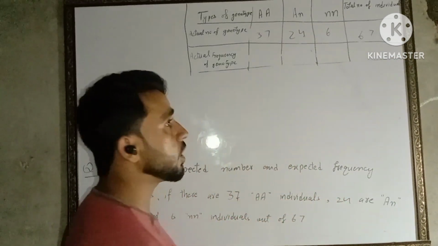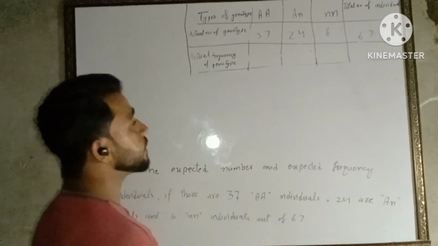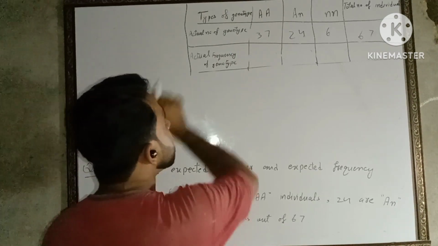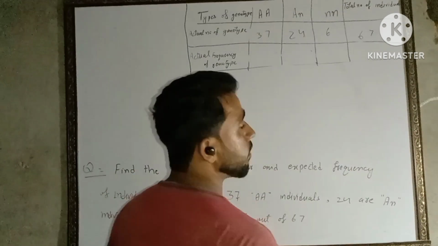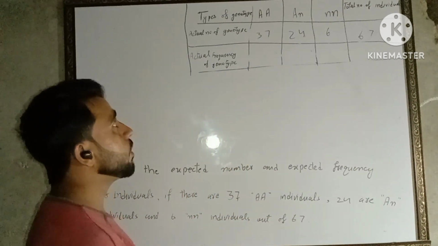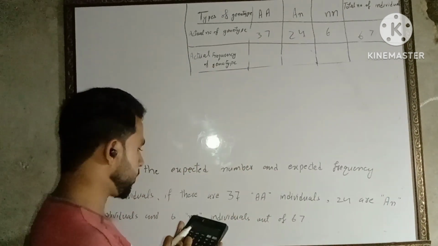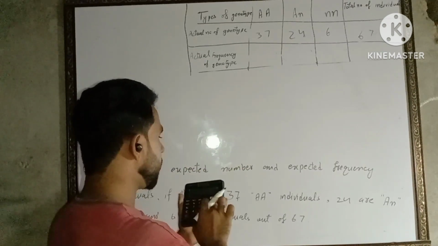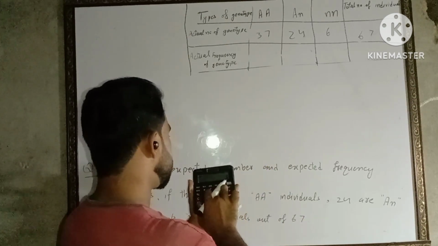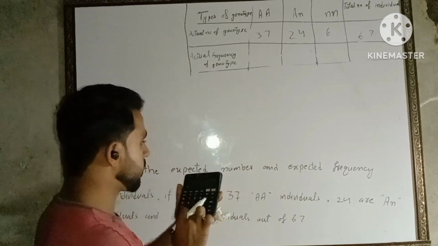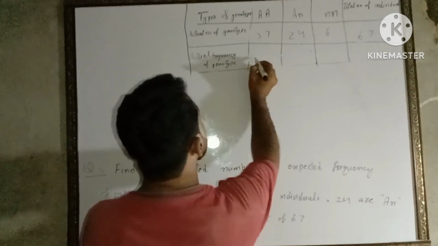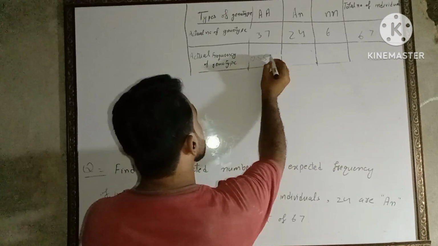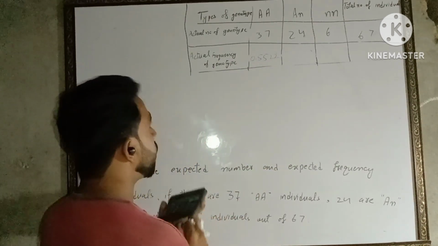Okay, now we will find the actual frequency of the genotype. How can we find the actual frequency of the genotype? If we divide the actual number of the genotype by the total number of individuals, then we can find the actual frequency of the genotype. Like this: 37 divided by 67 is equal to 0.5522.